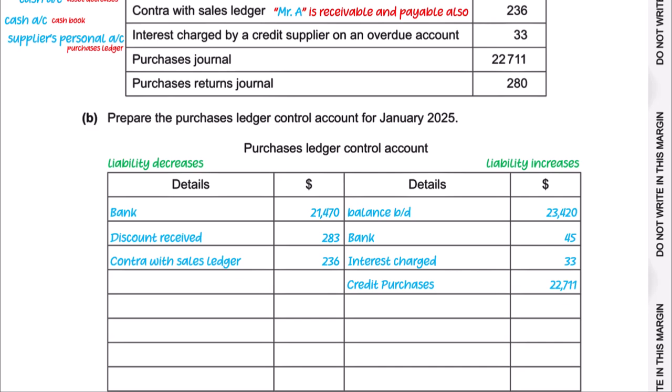Then it is purchases returns journal. This is also a very simple matter because this is the total of the purchases returns, which indicates that the business liability has decreased. Therefore, this will be written on the debit side. So let's write purchases returns here and write down its amount.